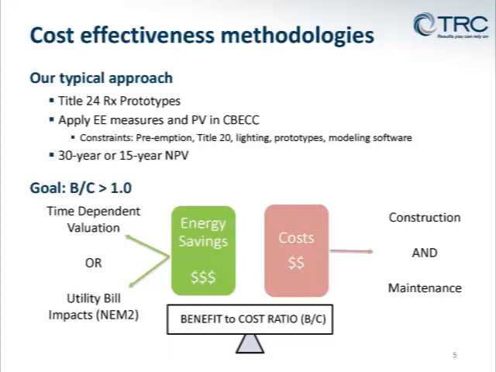Okay, so what is the cost effectiveness framework? It's the B to C ratio, benefit to cost ratio. So that scale is showing that on one side is energy savings, and the other side is costs. If the energy savings are greater than the costs, then the benefits are greater than the costs, and we have a B to C ratio that's greater than 1.